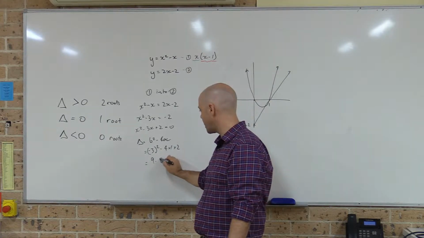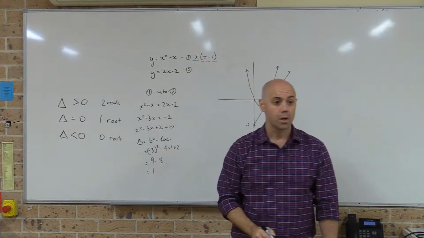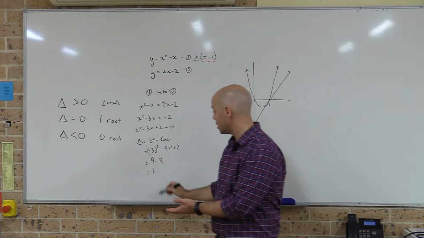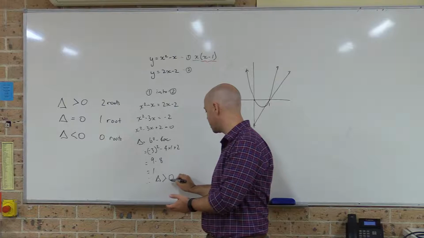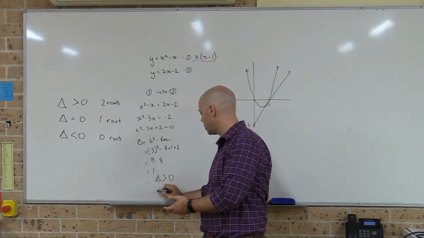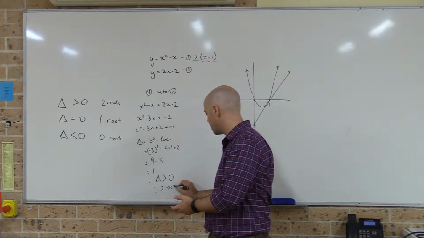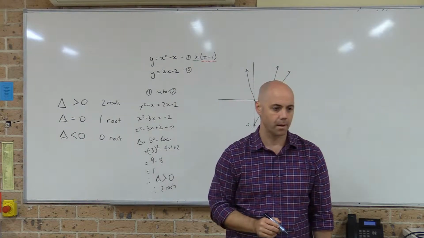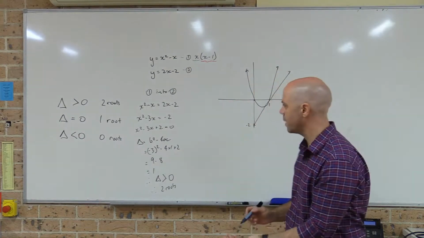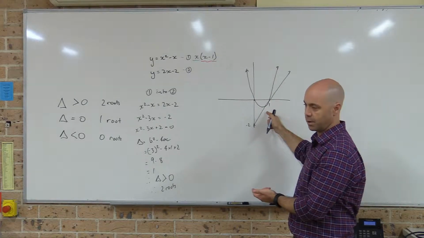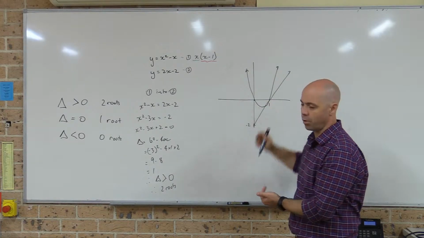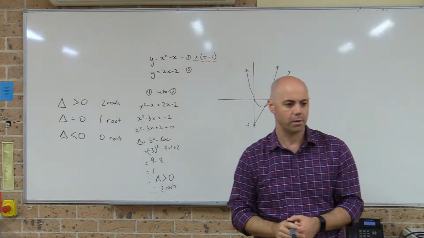9 minus 8 equals 1. So I've got a discriminant that is greater than 0, therefore 2 roots. Okay? So I do have 2 roots. So I'm going to have to go through and work out what is the other place that it crosses. So I know it crosses at 1, 0.